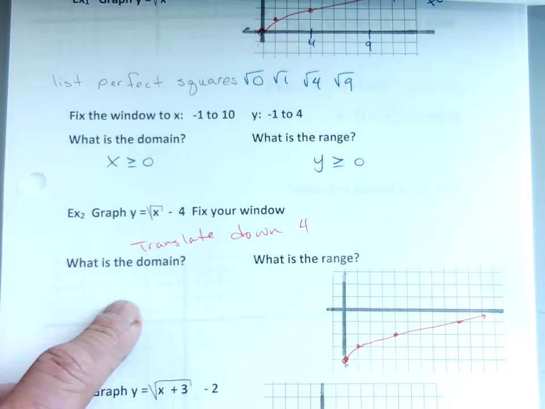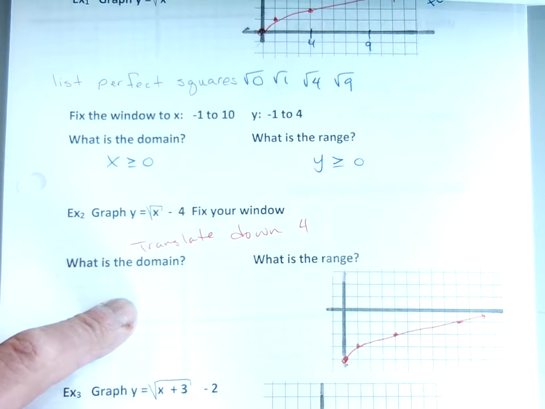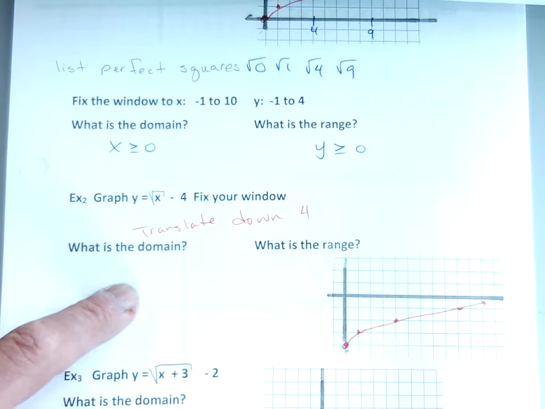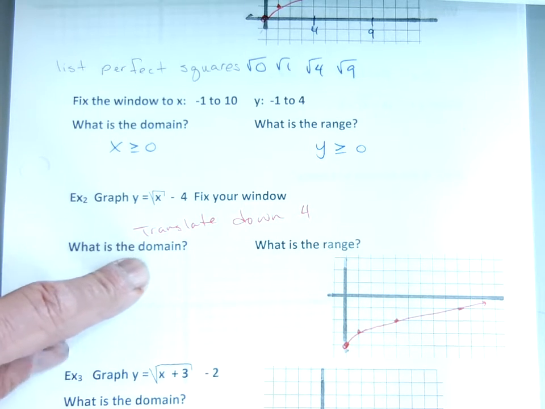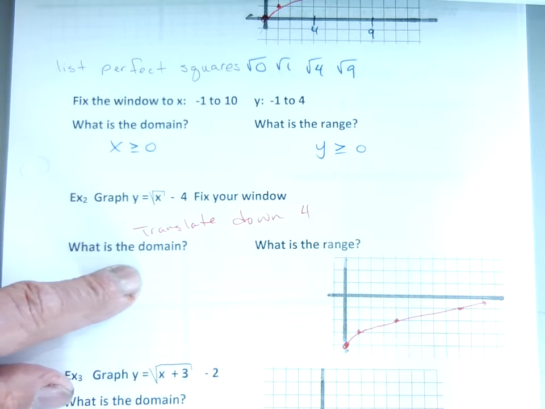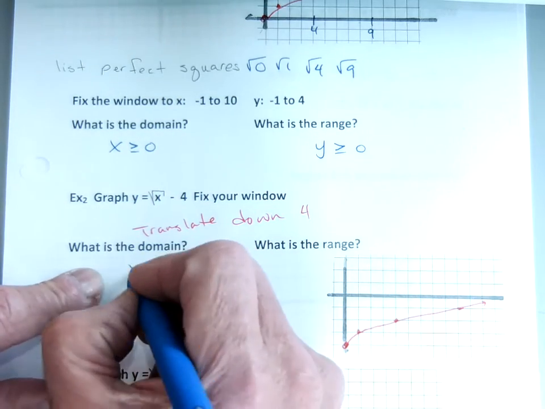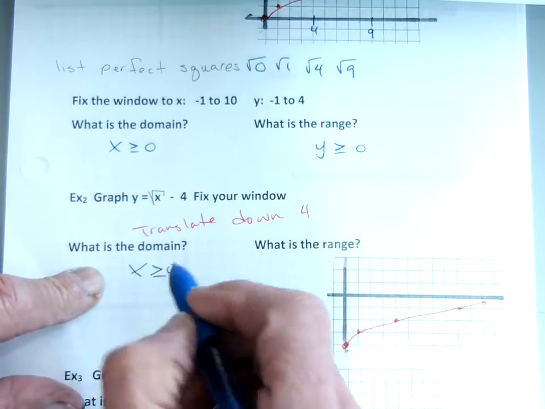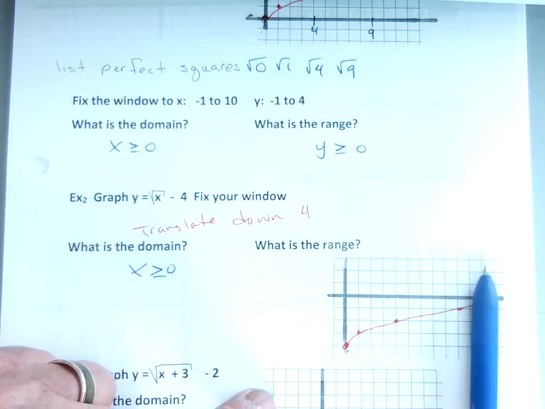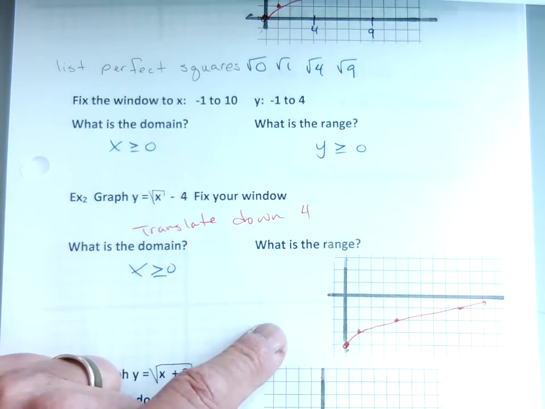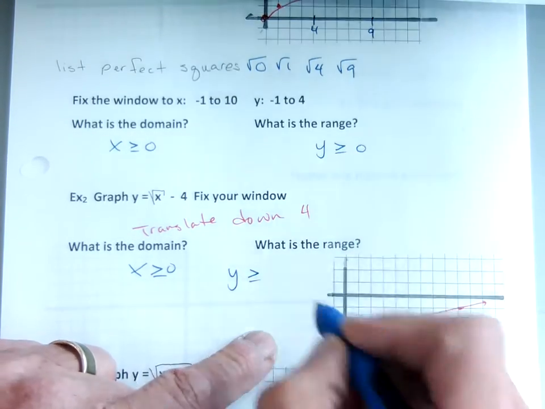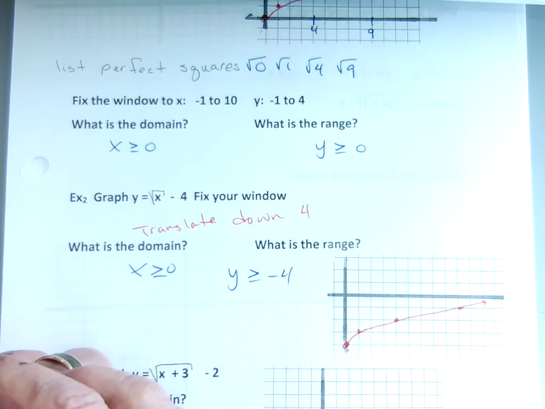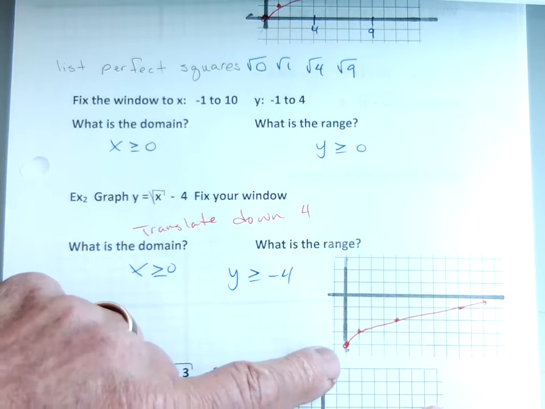Domain, what's the domain? What's my domain? Yeah, Gabe? X is greater than or equal to 0. Yes, because it does still start at 0 for the x's and moves forward. Good. And what's the range? Gabe? Y is greater than or equal to negative 4. Perfect. Absolutely. Starts at negative 4 and goes up. Awesome.